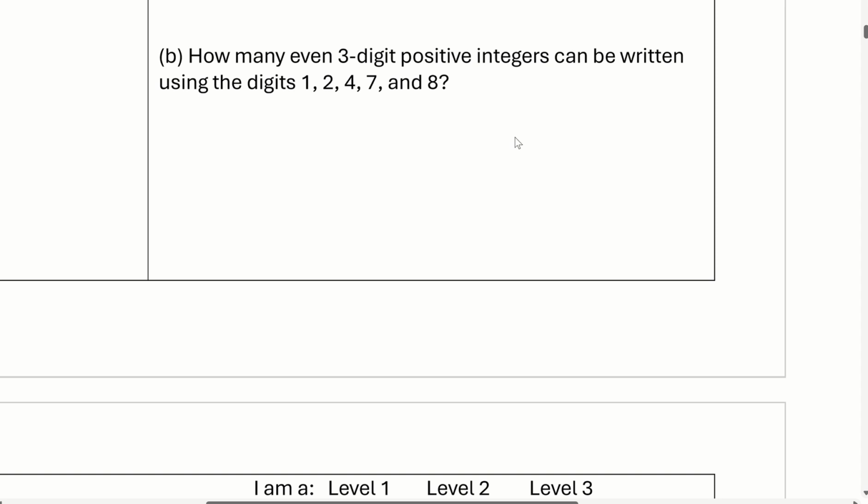All right, and then it says how many even 3-digit numbers? 1, 2, 3. So this has got to be even here. And then it says using the digits 1, 2, 4, 7, 8. Okay, so for even, we got 2, 4, and 8. So we only got 3 options for the even, right? Now, they don't say anything about being able to repeat, so we can assume that we can repeat, right?